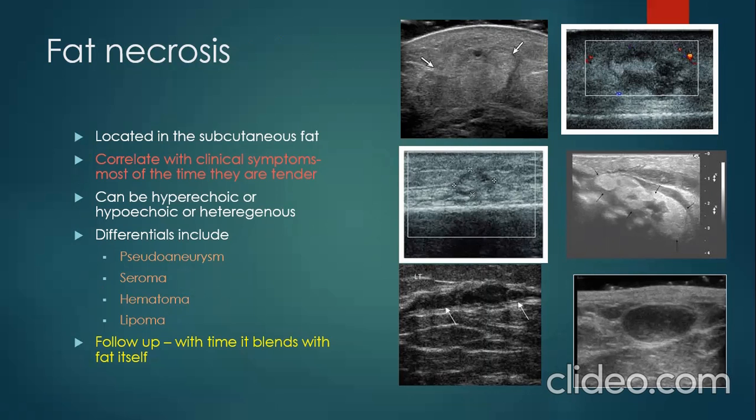On ultrasound, this can be hyperechoic, it can be hypoechoic, or it can be heterogeneous. And those are some of the differentials, including lipomas, seromas, hematomas, and pseudoaneurysm. And if you follow this lesion up, with time it will blend with fat. So these are just some images showing this fat necrosis. You see that the appearances are very different. Some of them are hypoechoic, some of them are hyperechoic. So it just depends.